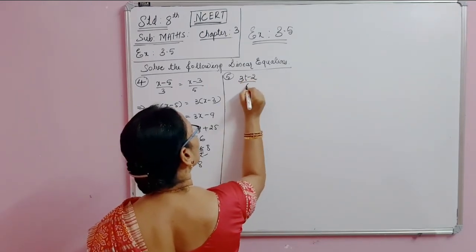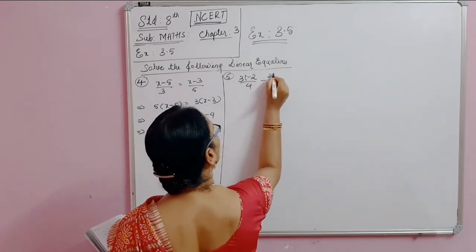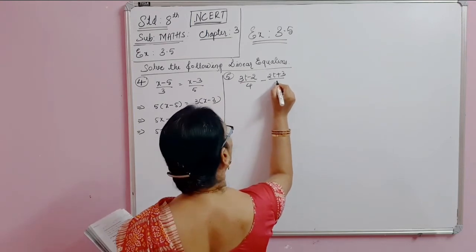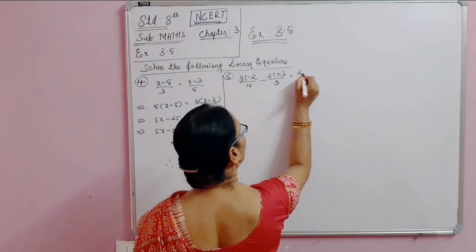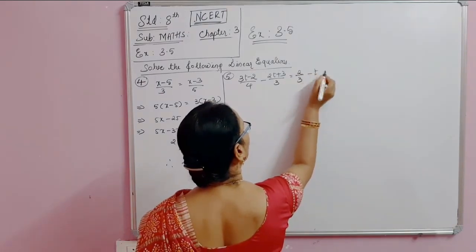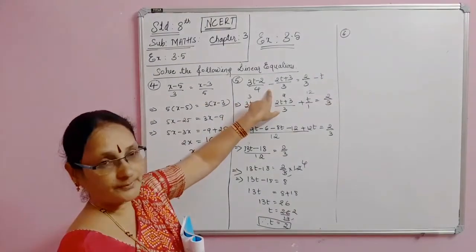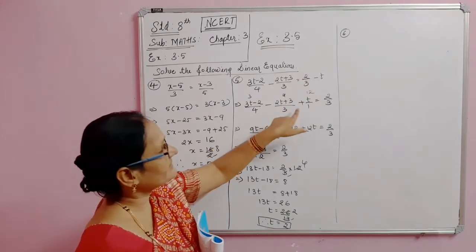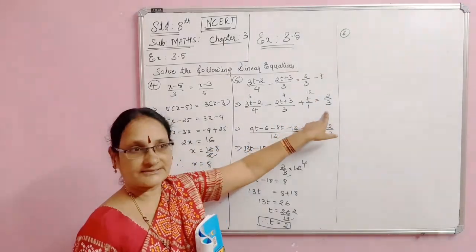3t minus 2 by 4 minus 2t plus 3 by 3 is equal to 2 by 3 minus t. Okay. Now see the fifth problem. This is given problem. Okay. Here what I have done, this is t I have taken this side. Minus t will become here plus t. 2 by 3 remained as it is.